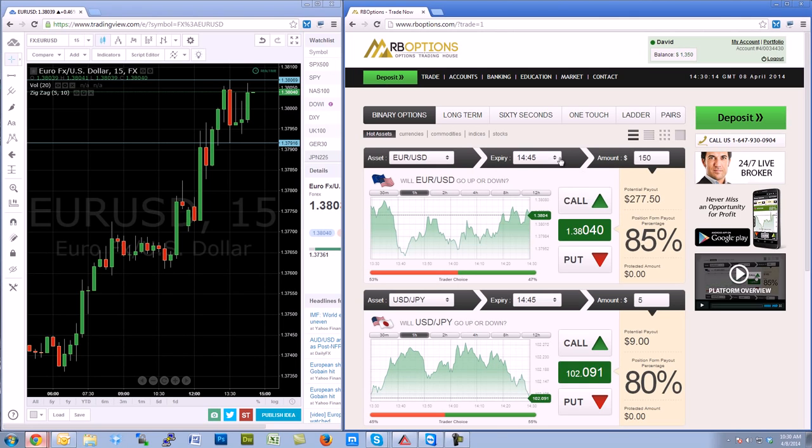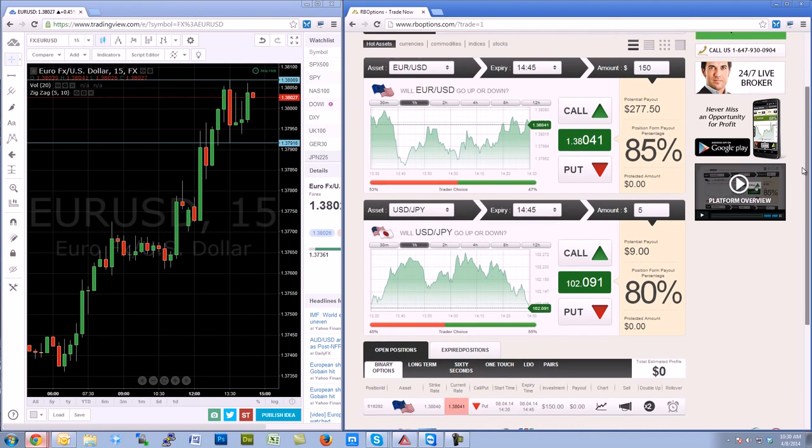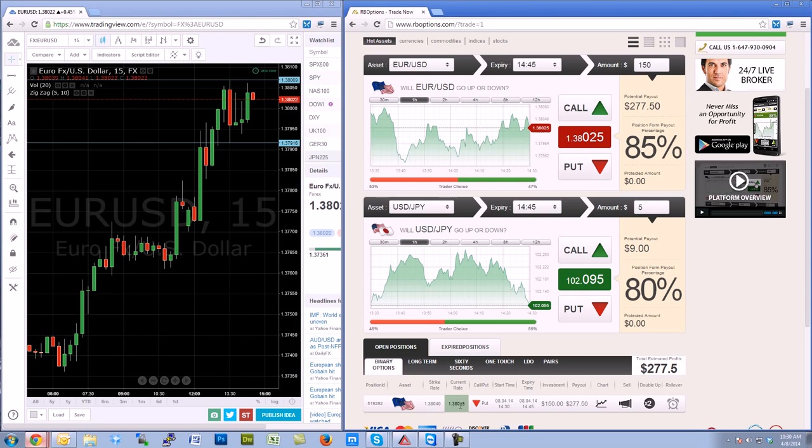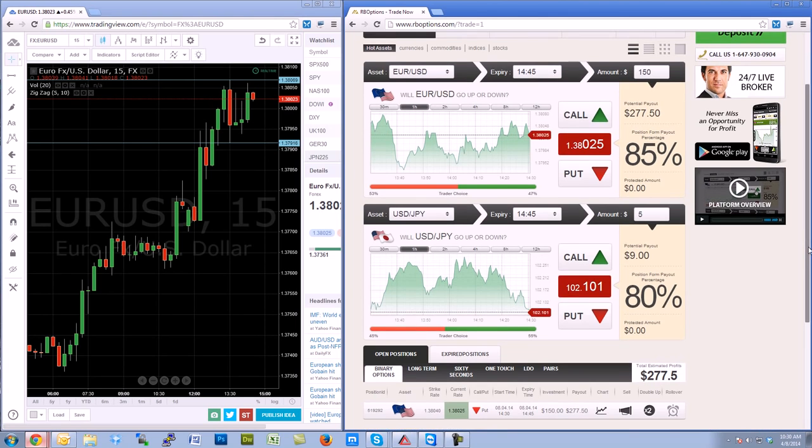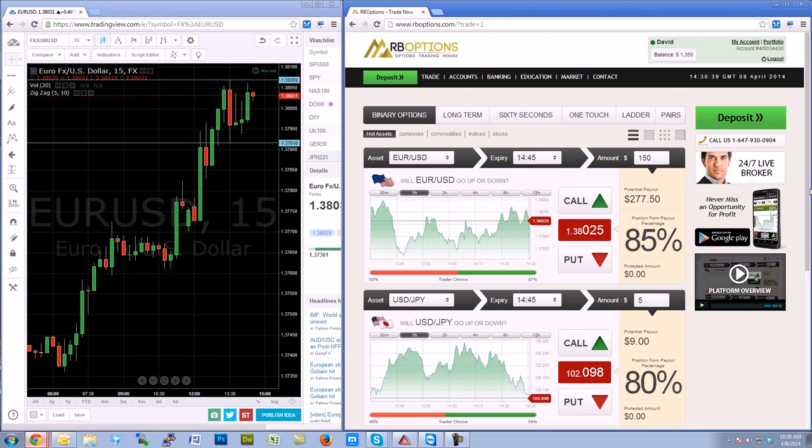So we've got quite a long time to go. As you can see, it took it out of my balance. And if we look at the bottom down here, we can see that the current rate is going lower now, so we are actually in the money. And I did a $150 investment. And you can see it is going down a little bit on our charting screen. So we'll go ahead and just wait for this to expire, and I'll go ahead and speed up the video a little bit so you guys don't have to wait forever.